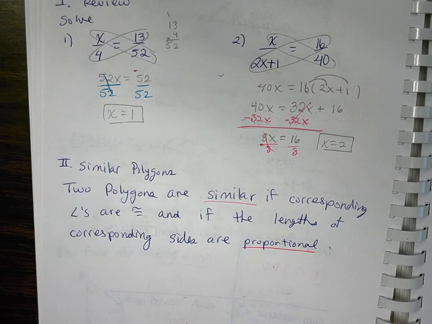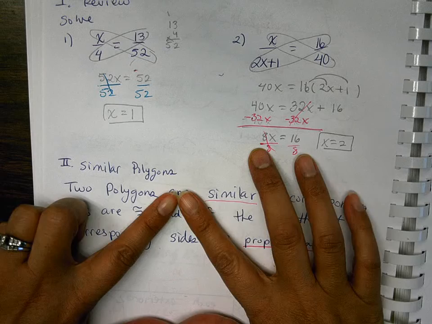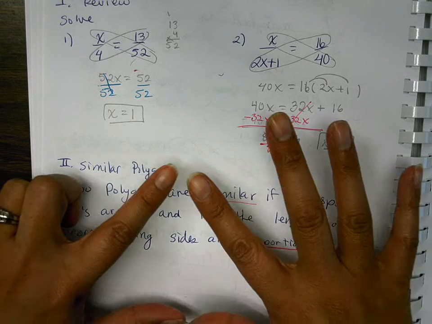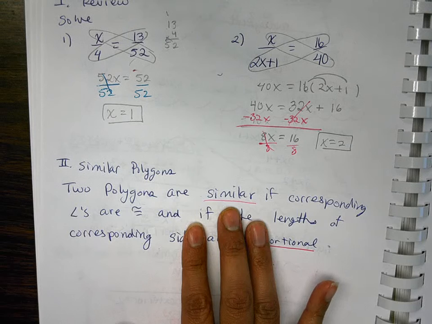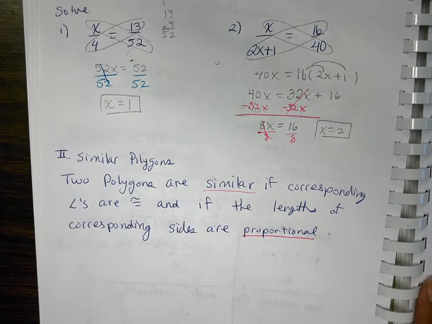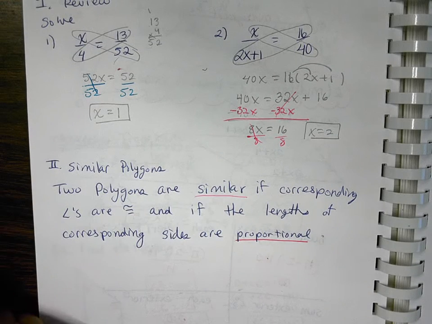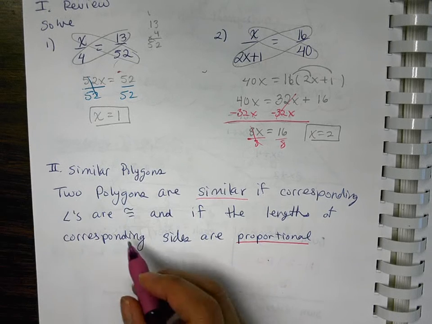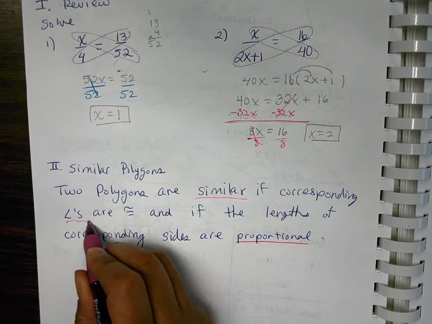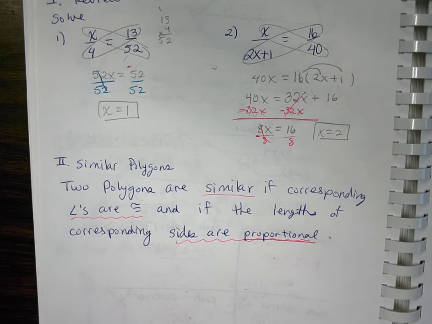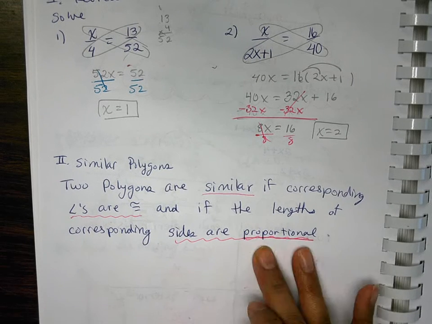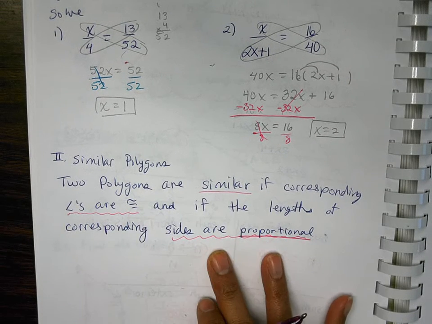When you dilate an image, when you zoom in on a screen and the image gets bigger, or you zoom out and it gets smaller, that's an example of similar polygons. Questions on this? So what two things have to happen? Angles are congruent and sides are proportional. Not congruent, proportional.